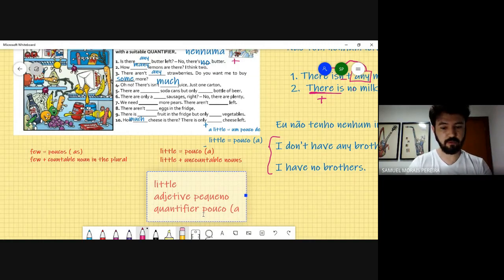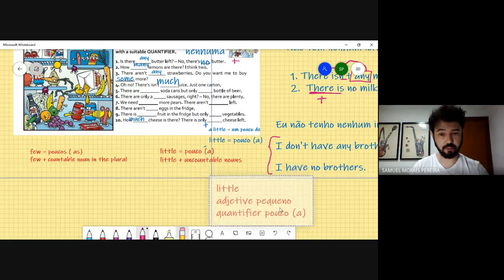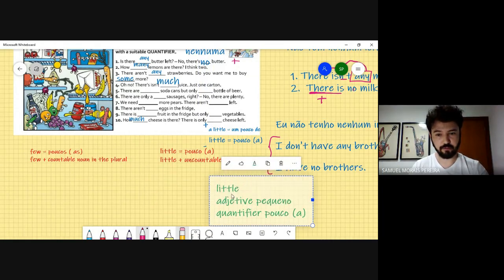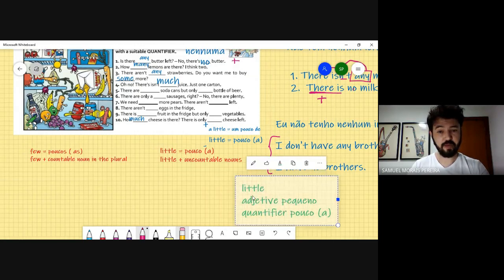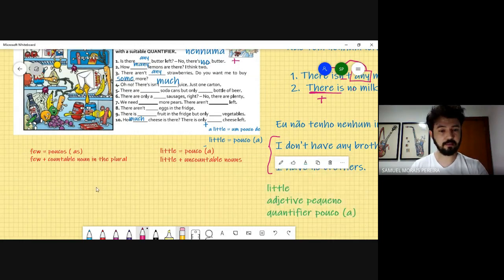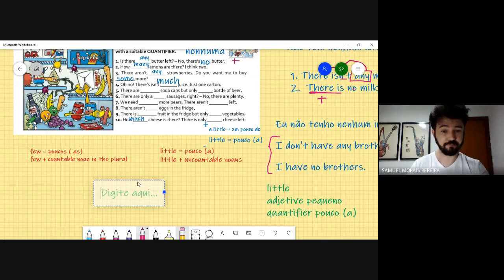So can you see? It will depend on the context, okay? It will depend on the context. So pay attention to that. Now, let's move back here and analyze some examples before we go back here to exercise correction.